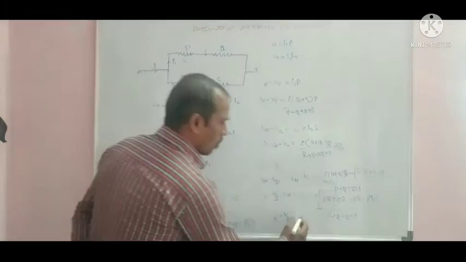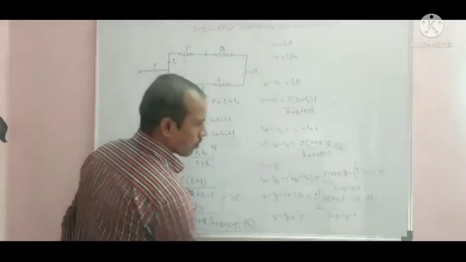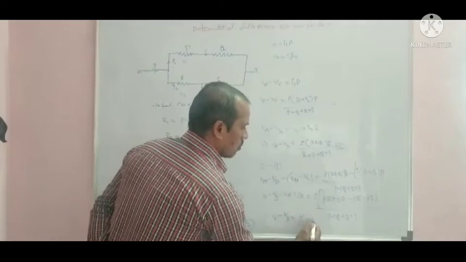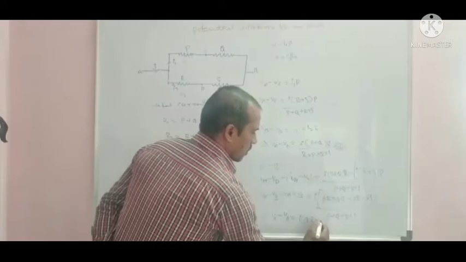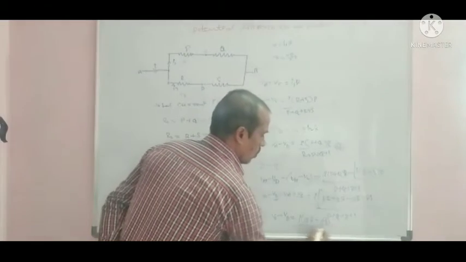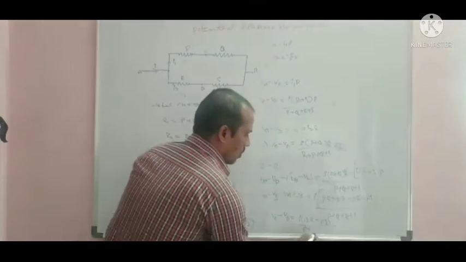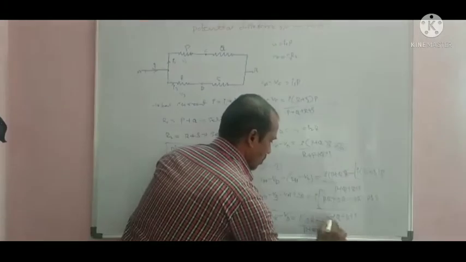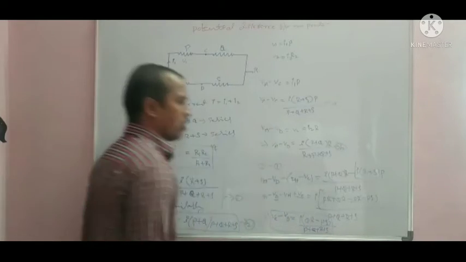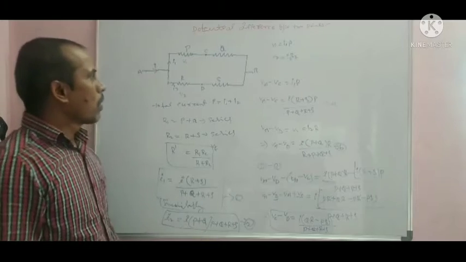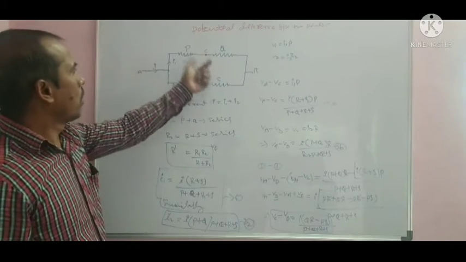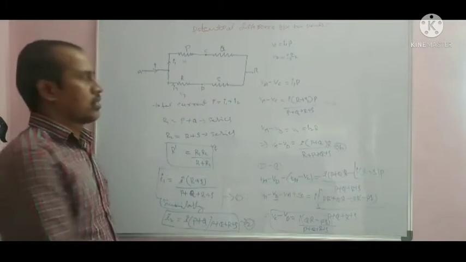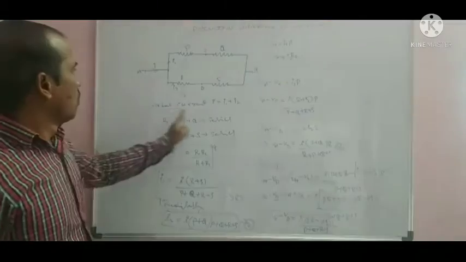VC minus VD is equal to total current into remaining terms, QR minus PS by total resistance P plus Q plus R plus S. This is the potential difference between any two points. Here, C point is in between P and Q resistors, D point is in between R and S. The total current I is equal to I1 plus I2.